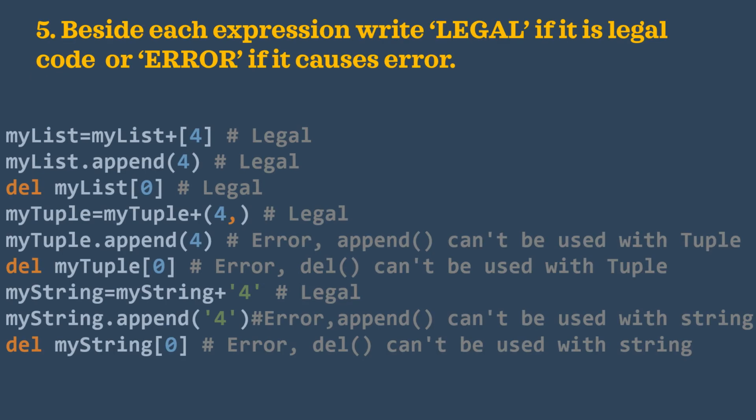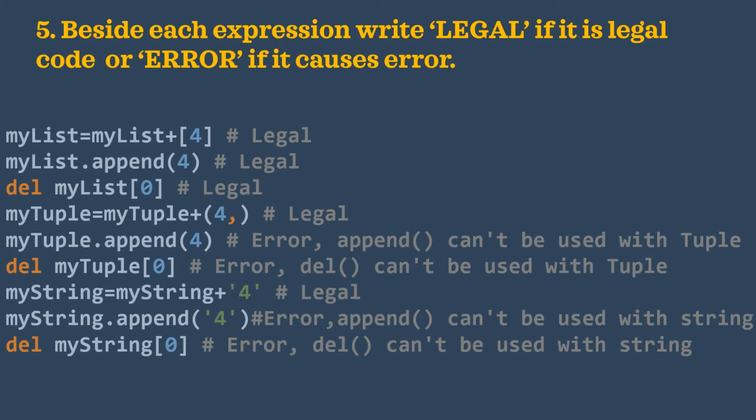Now the next question is to write legal if the expression is legal, and error if the expression causes an error. Now you have to check each of the expressions and find out whether that is legal Python code or not. The first expression is like this: my_list = my_list + [4]. 4 is also kept within square brackets, so 4 is also a list, so we can join two lists. So it is legal Python code.